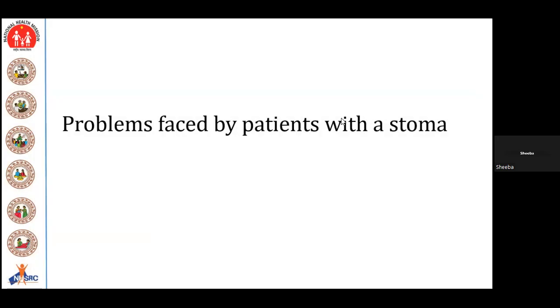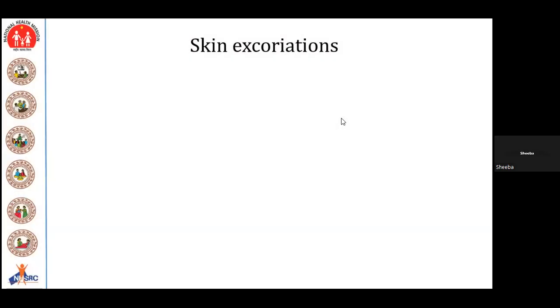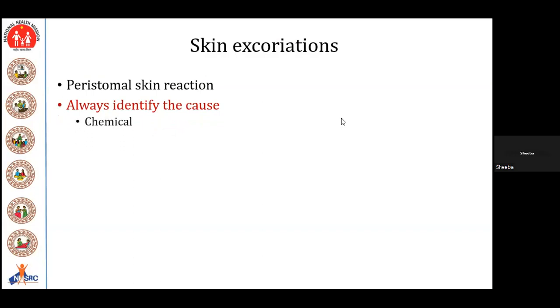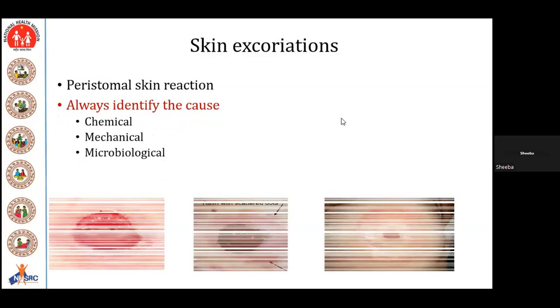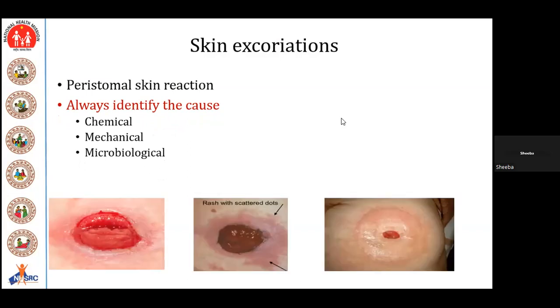The problem faced by the patient with a stoma is skin excoriation. Skin excoriation is one of the major problems. Peristomal skin reaction: always identify the cause. Sometimes it could be chemical, mechanical, or microbiological. So whenever the patient comes to you complaining of skin excoriation, you have to try to identify whether the cause is chemical, mechanical, or microbiological.